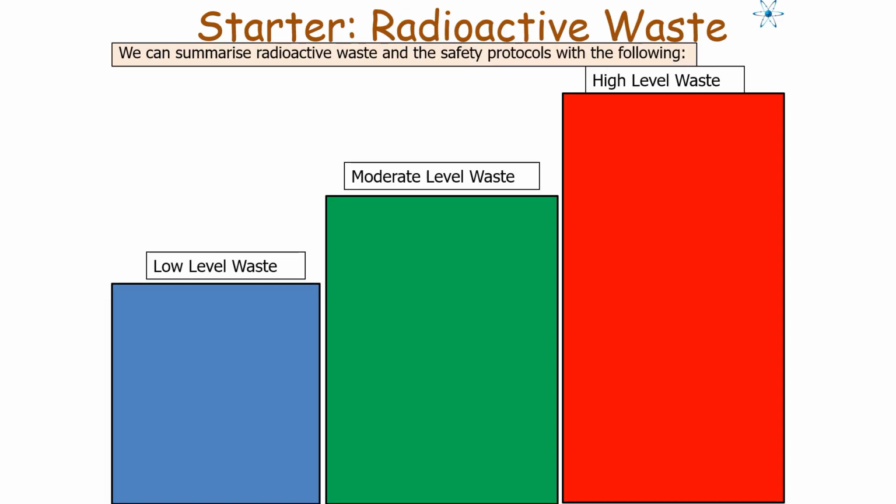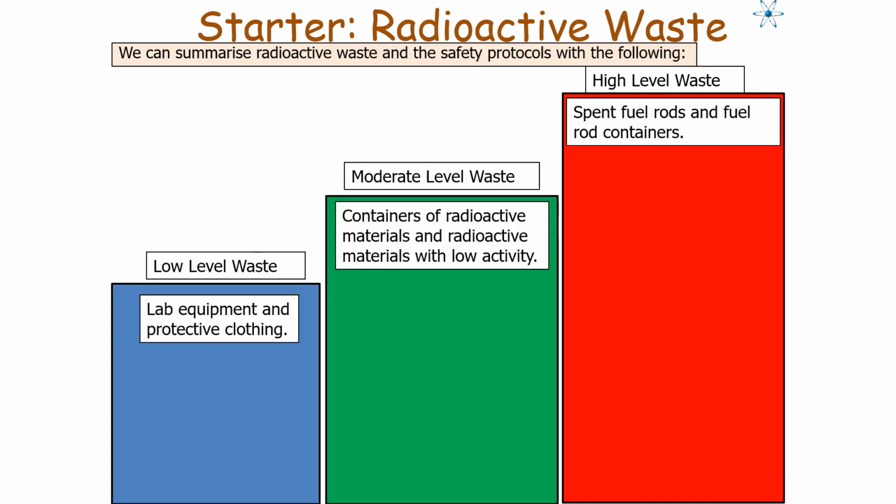So we can summarise our radioactive waste and safety protocols with the following. Low-level waste is lab equipment and protective clothing. Moderate level or intermediate level waste is containers of radioactive materials and radioactive materials with a low activity, whilst high-level waste is spent fuel rods and fuel rod containers.